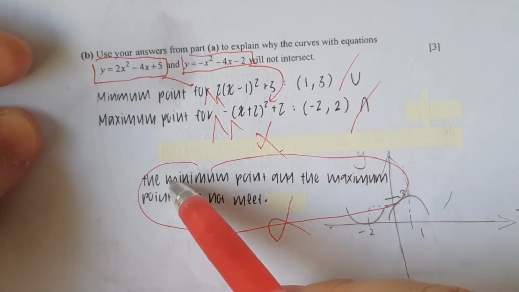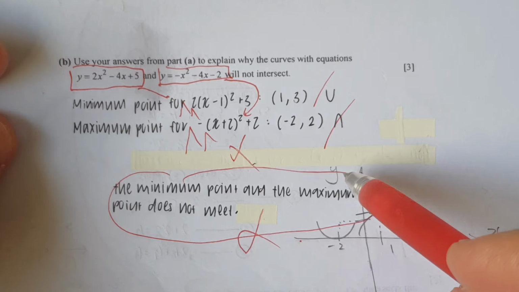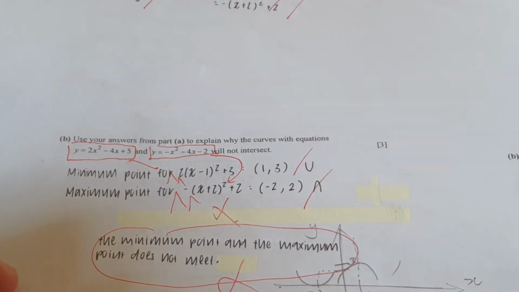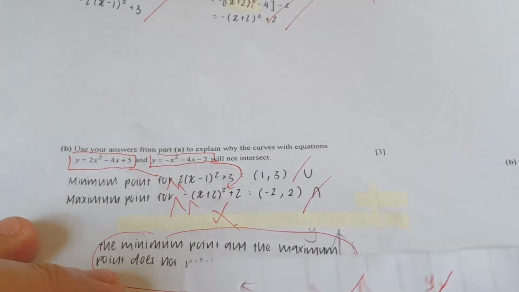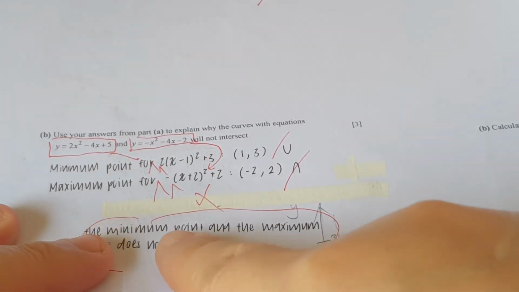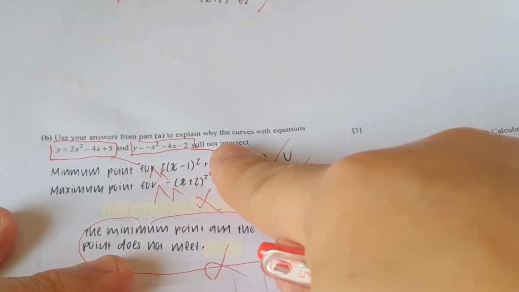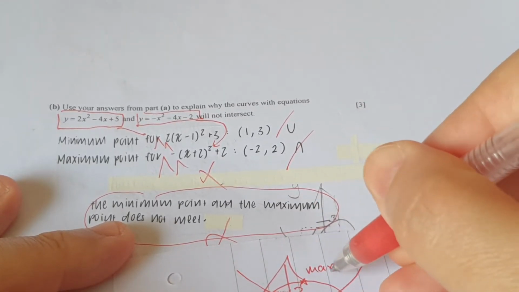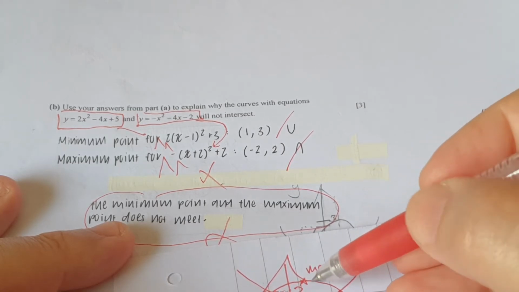Then you say the maximum point and the minimum point do not meet. No, you miss the point altogether. The maximum point and the minimum point don't have to meet. By writing this, you are implying that the maximum and the minimum point do not meet, that's why they do not intersect. Must the maximum point and the minimum point meet? Then they will intersect. No need.